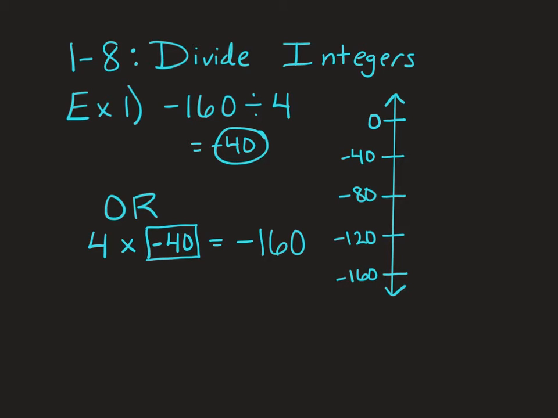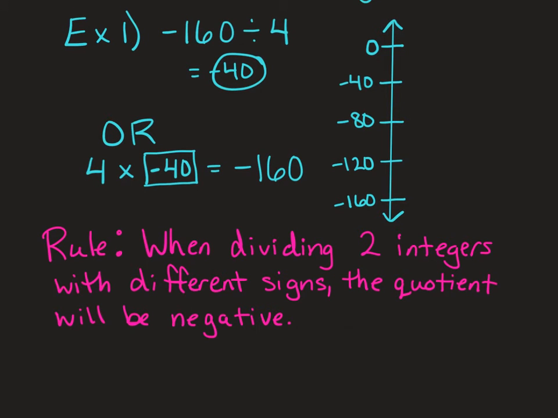From this, we're able to derive a rule. When dividing two integers with different signs, the quotient will be negative. It's just the same as the multiplying integers rule. So you could actually say when multiplying or dividing two integers with different signs, the answer will be negative.